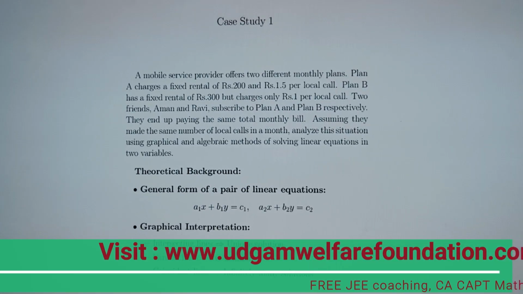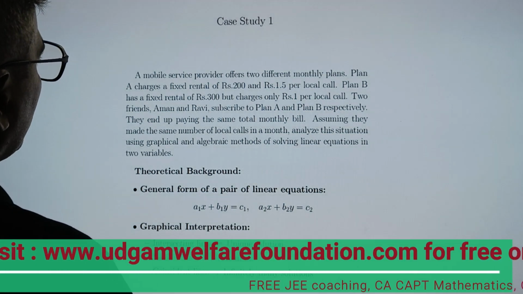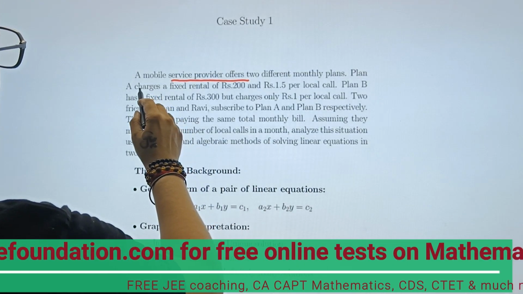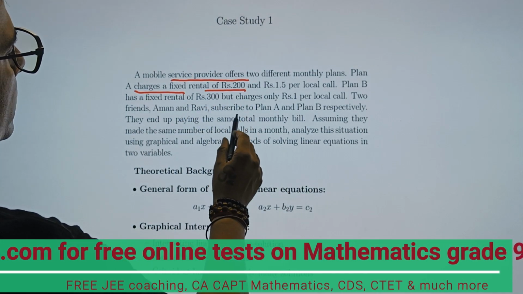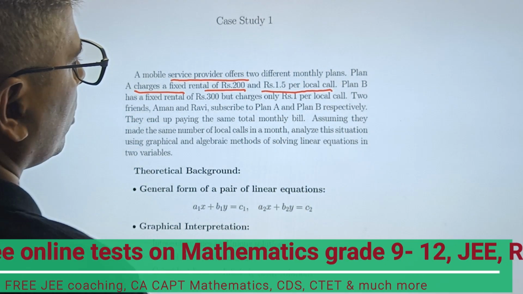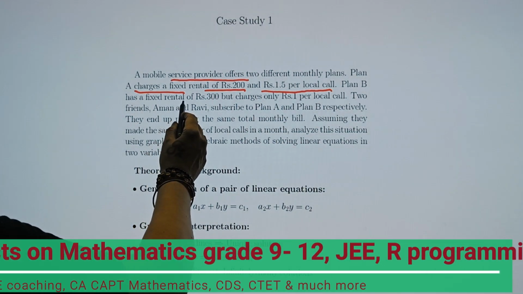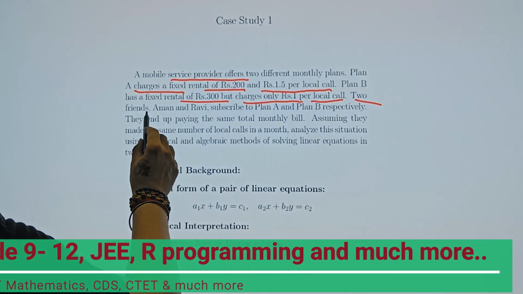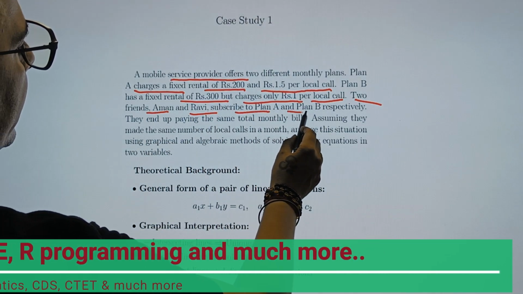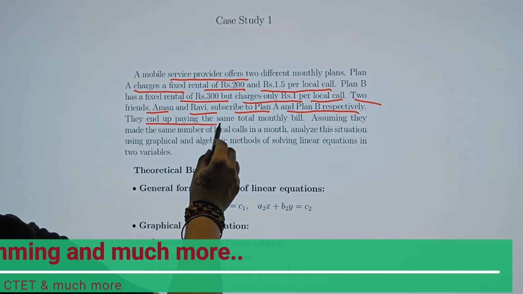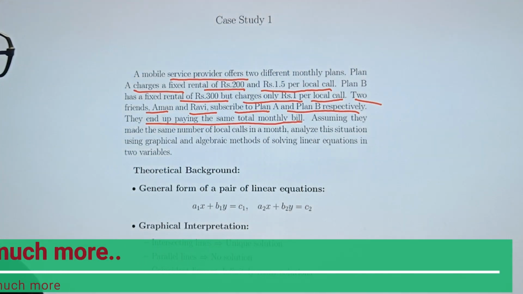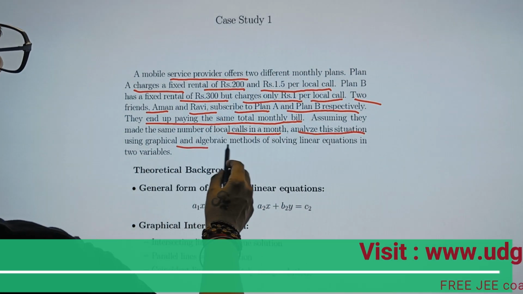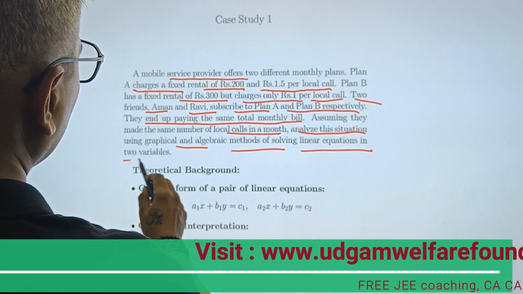So here comes our first case study on this particular chapter. A mobile service provider offers two different monthly plans. Plan A charges a fixed rental of rupees 200 and rupees 1.5 per call. Plan B has a fixed rental of rupees 300 but charges only rupees 1 per local call. Two friends, Aman and Ravi, subscribe to Plan A and Plan B respectively. They end up paying the same total monthly bill. Assuming they made the same number of local calls in a month, analyze this situation using graphical and algebraic methods of solving linear equations in two variables.